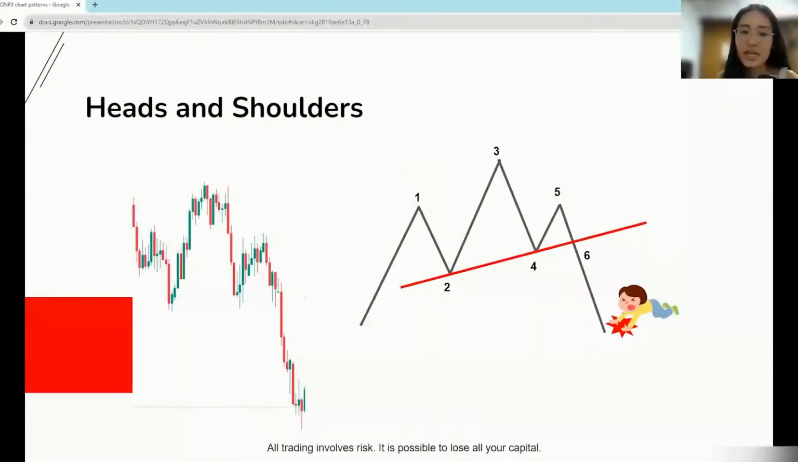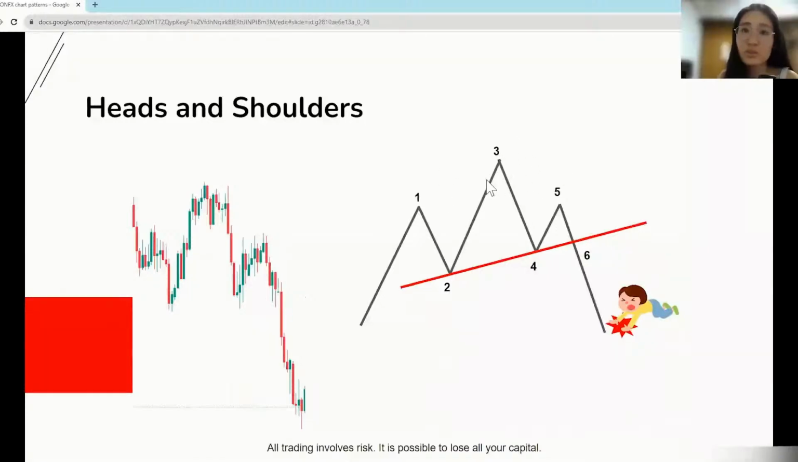Next, let's take a look at head and shoulders. This is also pretty common. The head and shoulders is a chart pattern that's described by three peaks. The outside two are close in height and the middle is the highest. So it's a bearish reversal chart pattern, and this begins with an uptrend with two higher highs.